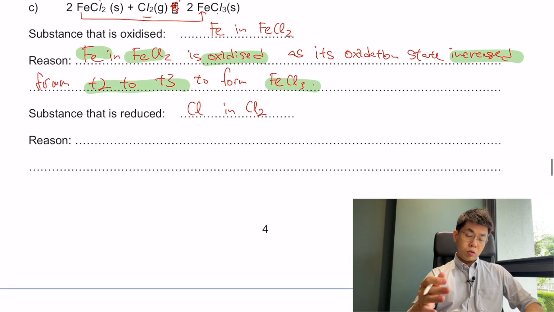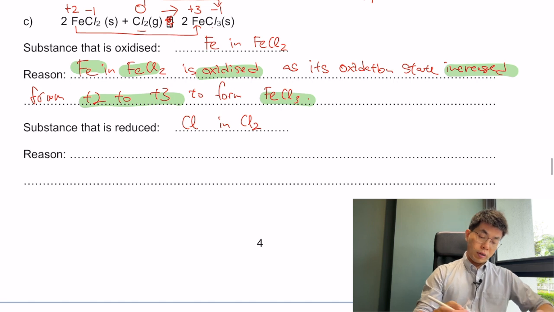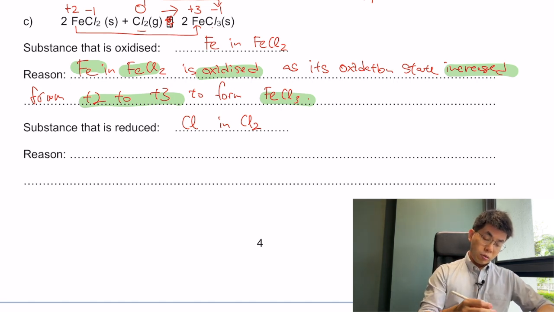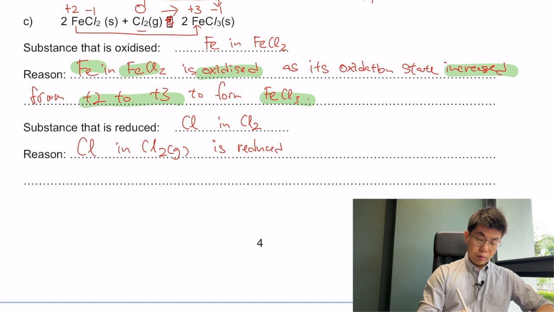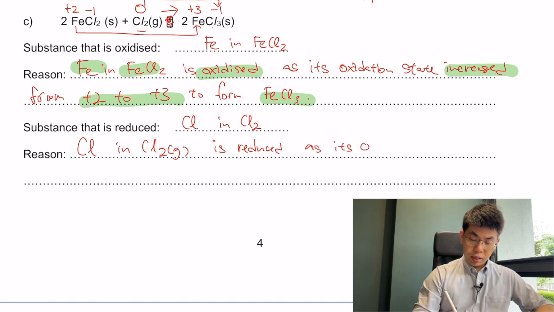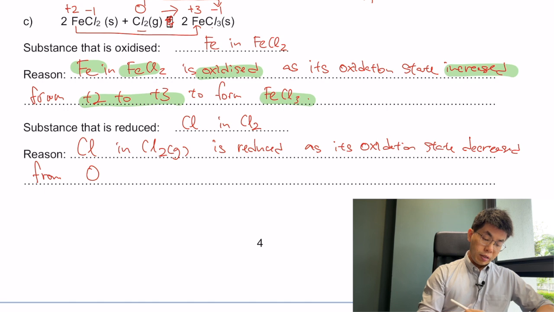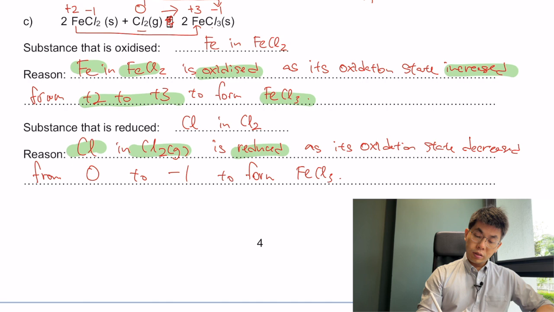For the next one, maybe you can try. Pause the video and try, and then check whether it's correct. So you see: the chlorine in chlorine gas, Cl2 gas, is reduced as its oxidation state decreased from 0, which is an element, to -1 to form FeCl3. So the species, the reactant, reduced or oxidized, decrease or increase, starting to ending oxidation state, and final product.